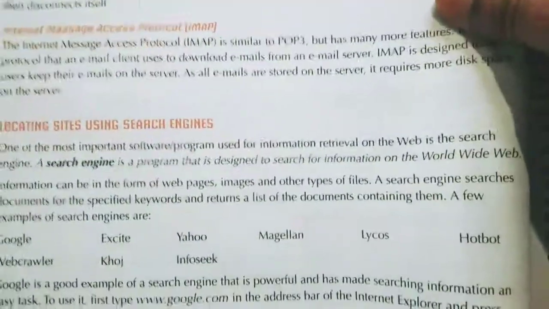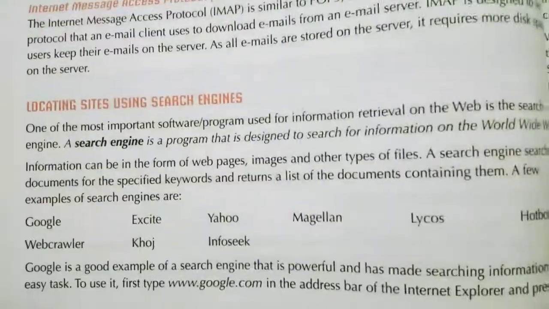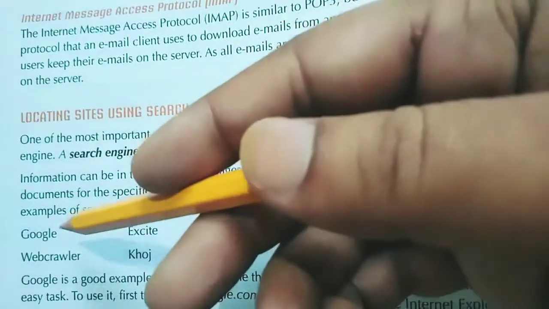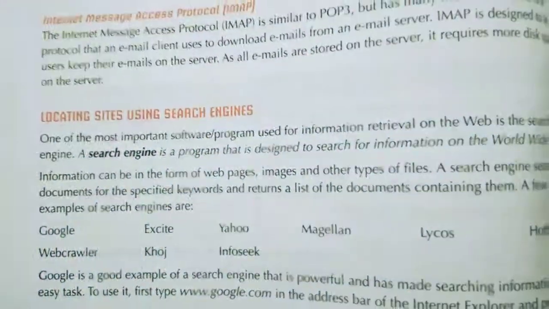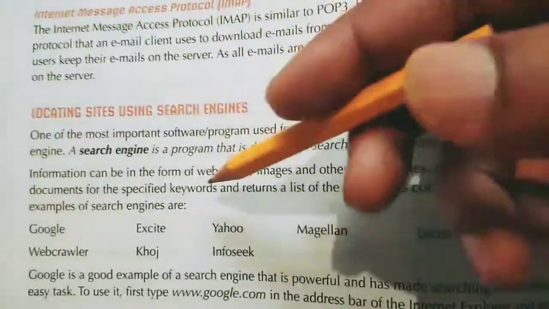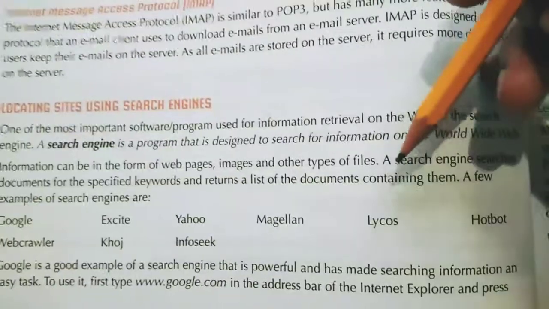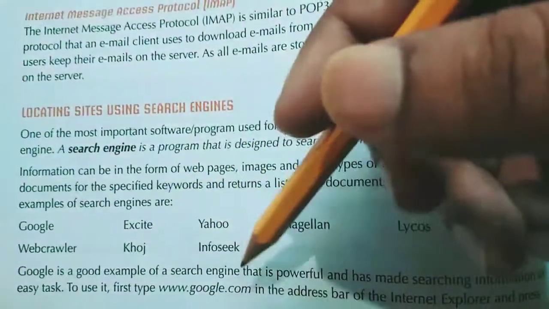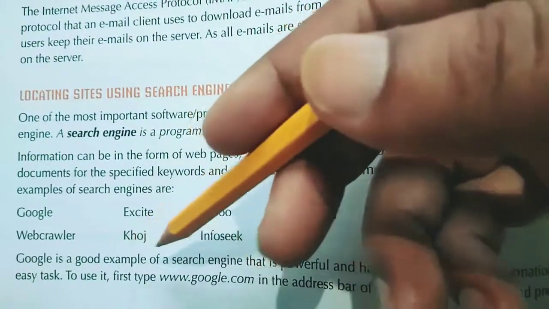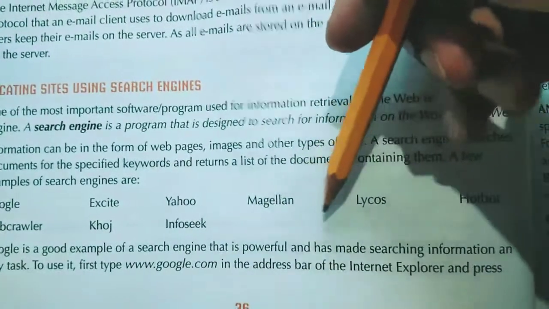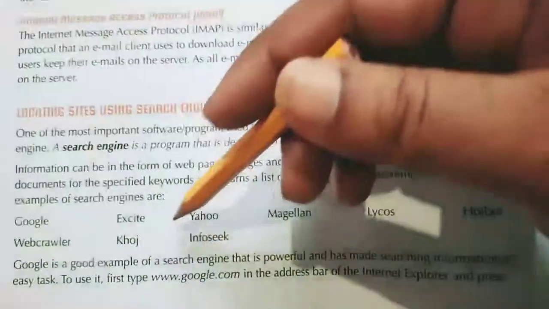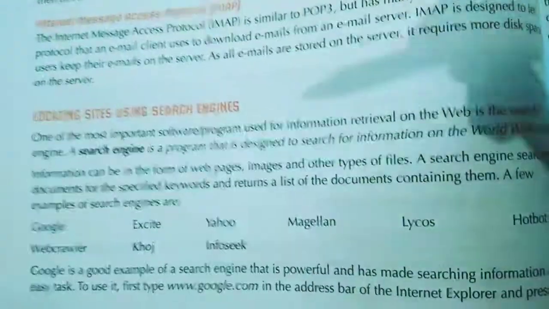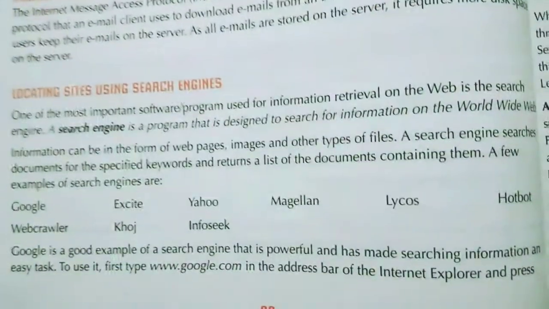Now see a few examples. The very first example is Google. It is a very famous search engine nowadays, right? Then many others are there: Excite, Yahoo, Magellan, Lycos, Hotbot, Webcrawler, Khoj, Infoseek. These are all search engine programs. Google is a good example of a search engine that is powerful and has made searching for information an easy task. By using Google, we can search anything very easily.